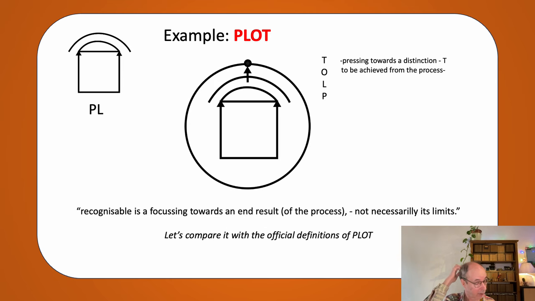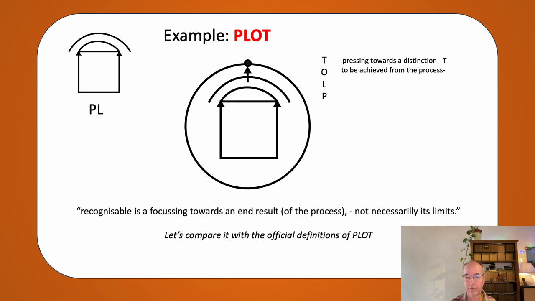A little bit better was the next one. The word plot is also an abstract word, but when I express it visually with the P, I see the L there, the O on top, and then the T at the end, so the point of reference where I make a distinction. What I notice here, and what is recognizable, is focusing towards, again, the end result of a process. Not necessarily to its limits, but I just want an end result. It's all in the process of P plus L, in O, eventually into an environment, into a process. Again, the O is a process as well.